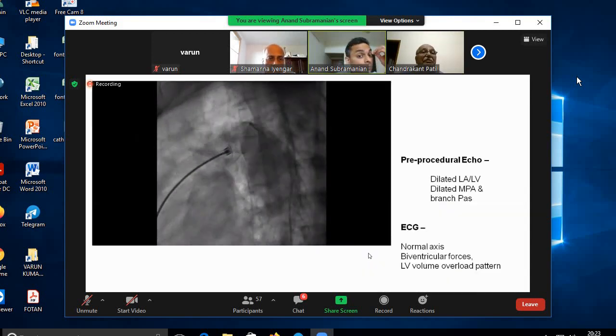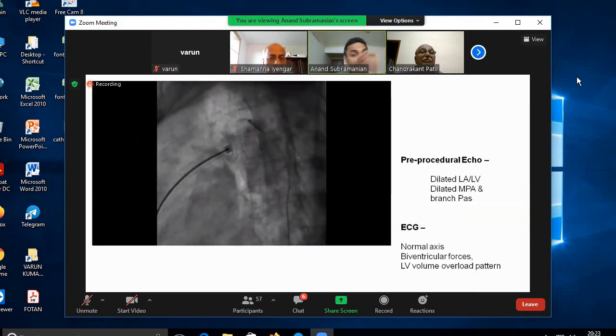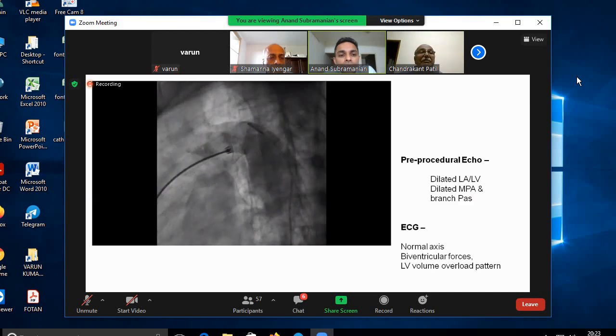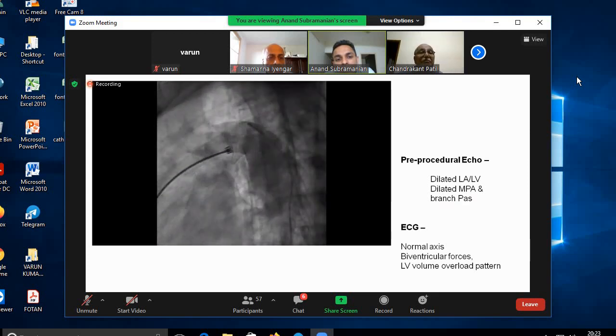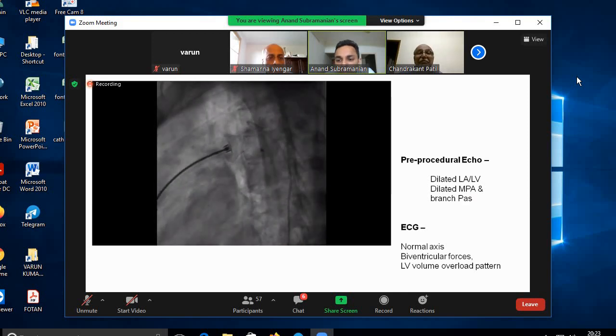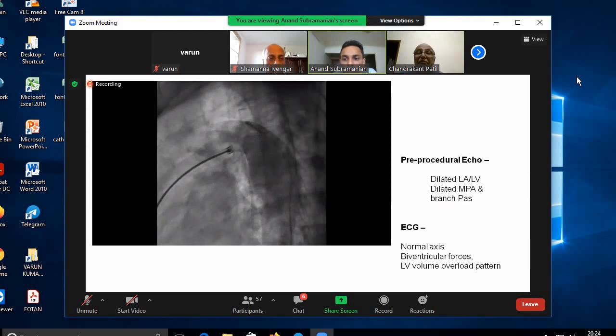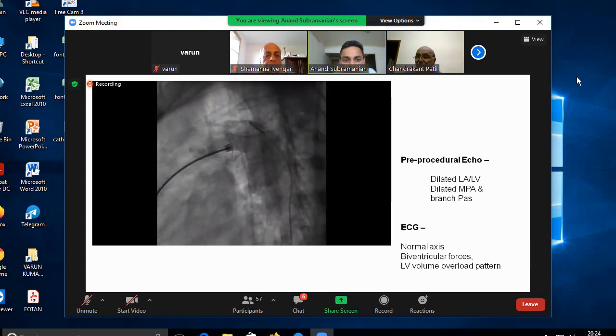So now we decided to close this with a duct occluder. So this was a 24 by 26 mm PDA duct occluder which has been deployed. And this is the final angiogram which has been done after the device has been in position. And I'm just giving you now some more information over here. And I want you to tell me whether you are okay with this information that I have given you.